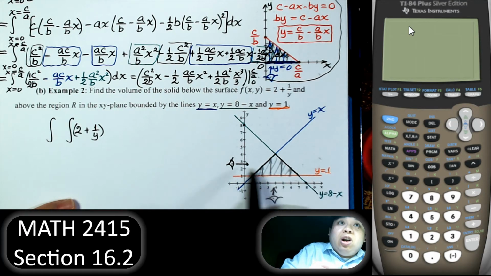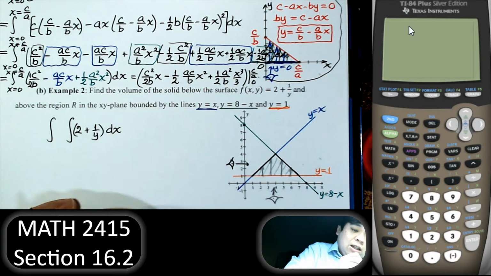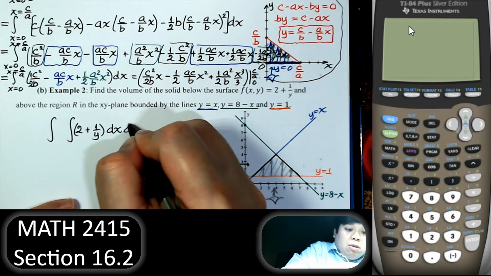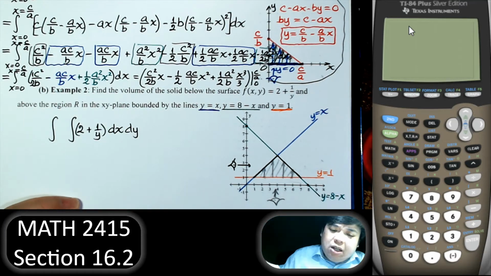So since we look along the x-axis, this is going to be dx, and this is going to be the function in terms of dy. So on the outside y is constant. So let's look at the limit.